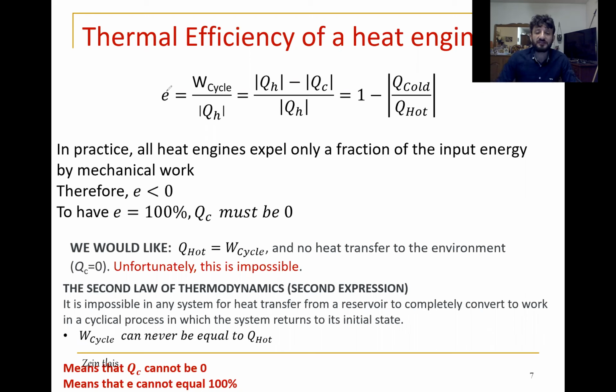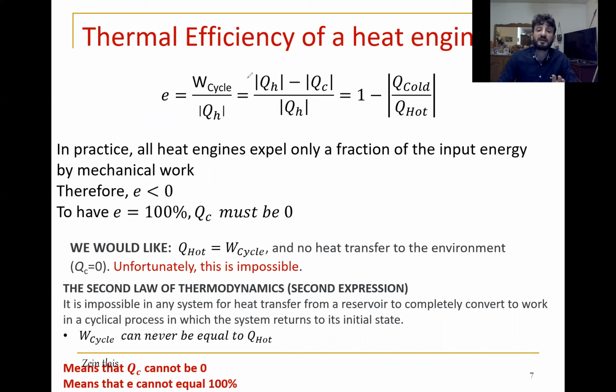By definition, efficiency equals the total work omega cycle done by the gas divided by Q hot. In general, Q hot is a positive value. You can put it inside an absolute value or without. For a clockwise cycle, omega done by the gas must be positive. In the case of an anticlockwise cycle, omega done by the cycle is negative.